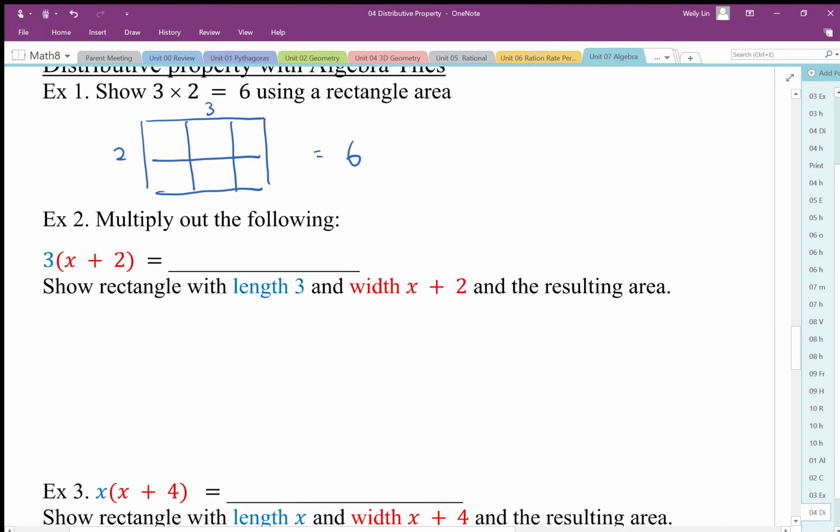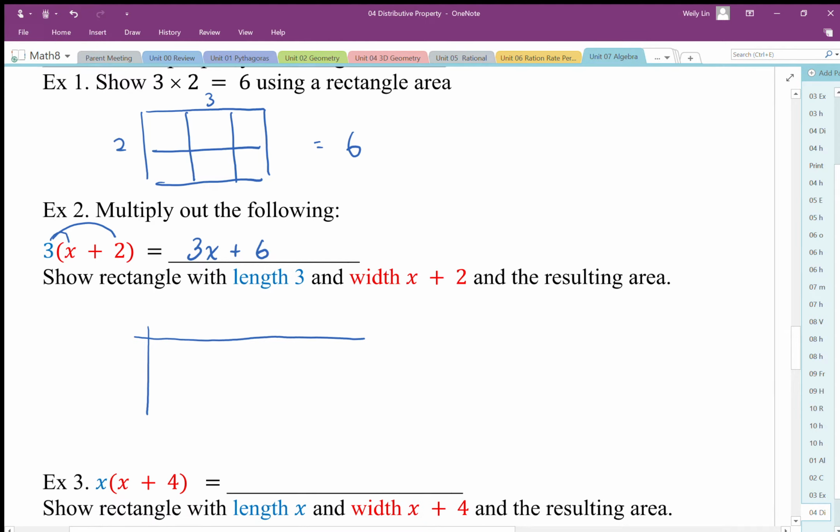When I multiply this out, I know that distribution allows me to say 3 groups of x, or 3x, plus 3 groups of 2 is 6. So we know the answer is going to be 3x plus 6. We can show this with algebra tiles by showing an algebra tile representation. So I'm just going to draw these lines here just to show that the algebra tiles on the outside represent length, and on the inside represent the area, or the actual tiles.